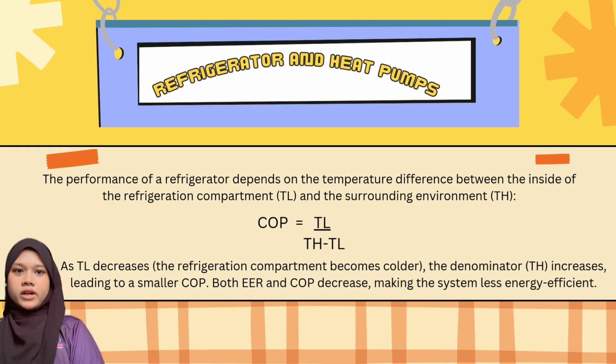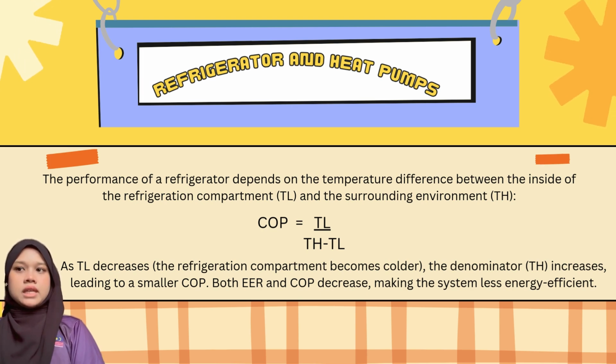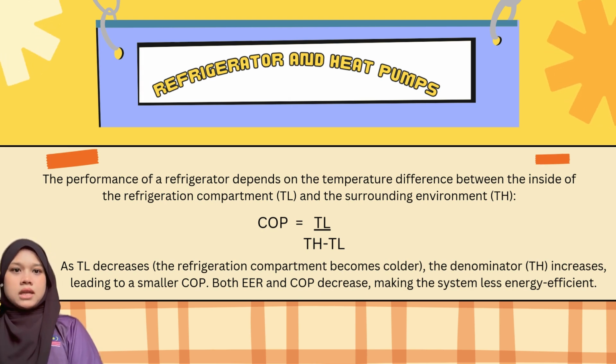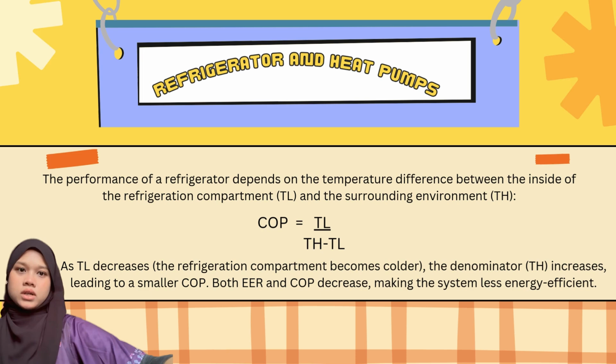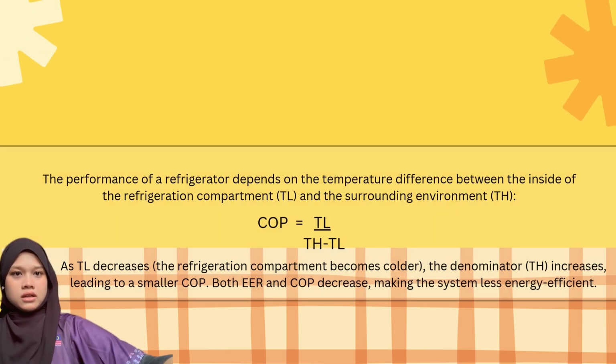The performance of the refrigerator depends on the temperature difference between the inside of the refrigerator compartment, TL, and the surrounding environment, TH. So the COP, the coefficient of performance, will be equal to TL over TH minus TL. As TL decreases, the refrigerator compartment becomes colder, so the denominator TH minus TL increases, leading to a smaller COP. So both EER and COP will decrease, making the system less energy efficient. It is because more work is required by the compressor to move heat from a colder area to a warmer area as the temperature gradient increases.